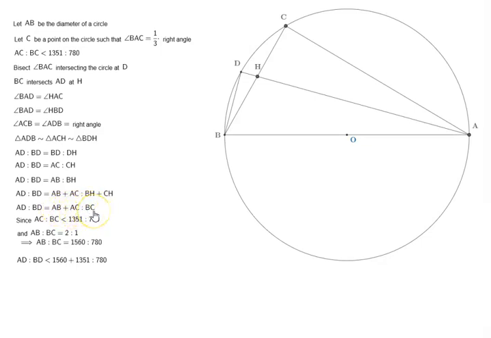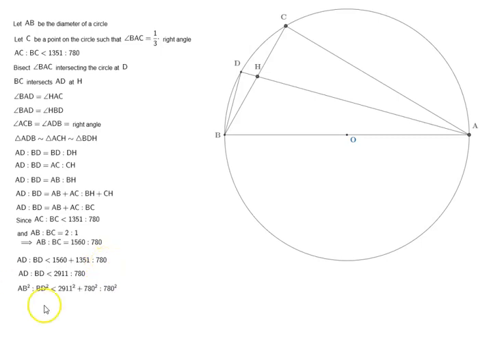So what we do is we use this ratio, AB plus AC is to BC. Now AB is 1560, AC is 1351, is to BC, which is 780. The issue here now is that this equality actually becomes an inequality because of this. So we end up with this inequality. Simplifying it, we get AD is to BD is less than 2911 is to 780.